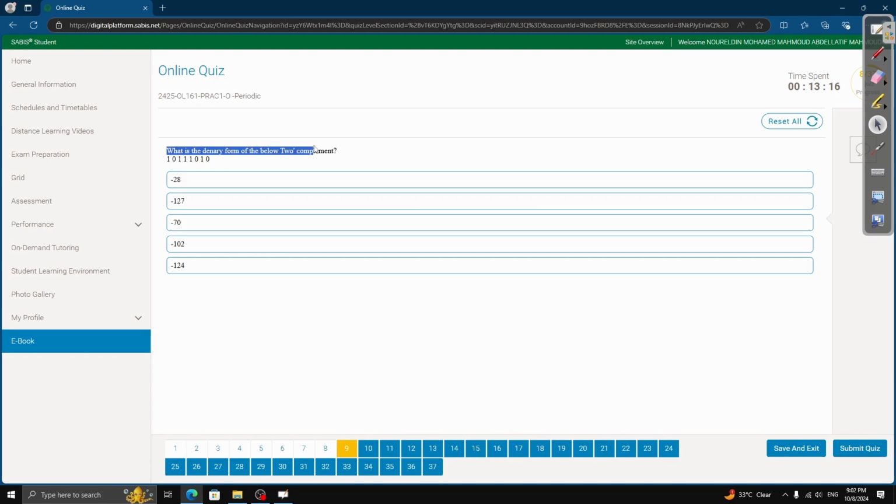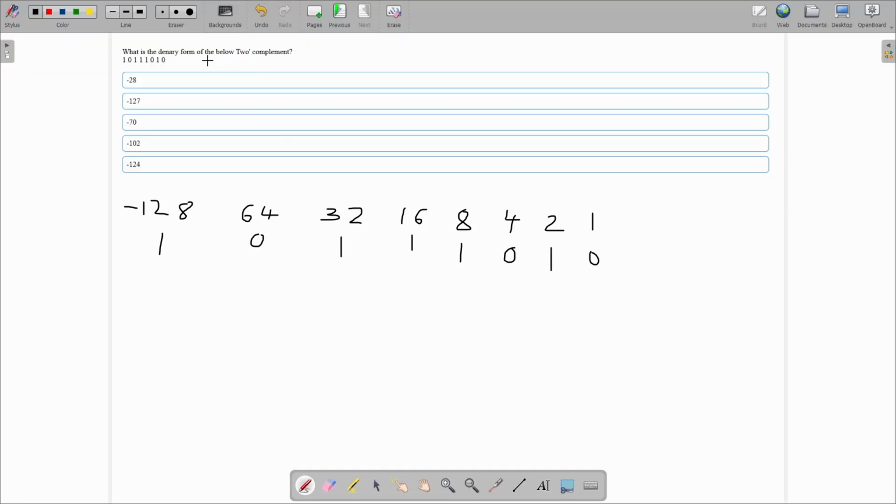What is the binary form of the below 2's complement? So we're given an 8-bit number that's 2's complement. And you know in 2's complement, the leftmost bit is signed, aka it's negative. When dealing with these types of questions, you just add any activated bit, which is negative 128, 32, 16, 8, and 2. Then you just practically add all of them up. 128 plus 32 plus 16 plus 8 plus 2.